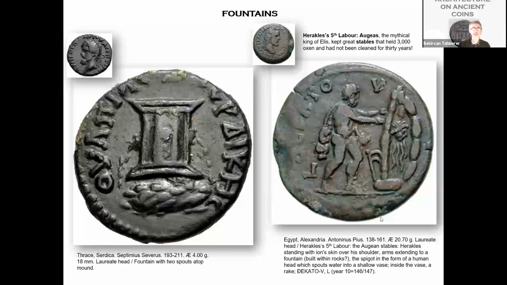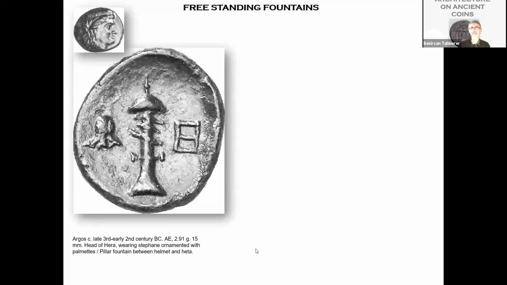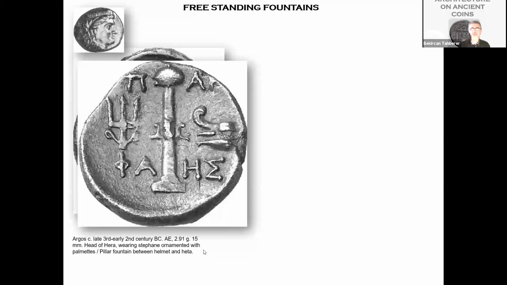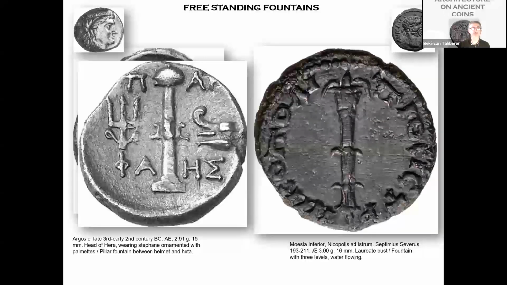And then you have other provincial coins with fountains. This one is from Serdica in Thrace. And then they have freestanding fountains. So if you think that freestanding fountains were modern inventions, that you go to parks and drink water, you are mistaken. They were known from very early ages. These are from 2nd, 3rd century BC examples, and here is one from the time of Septimius Severus at Nicopolis ad Istrum.